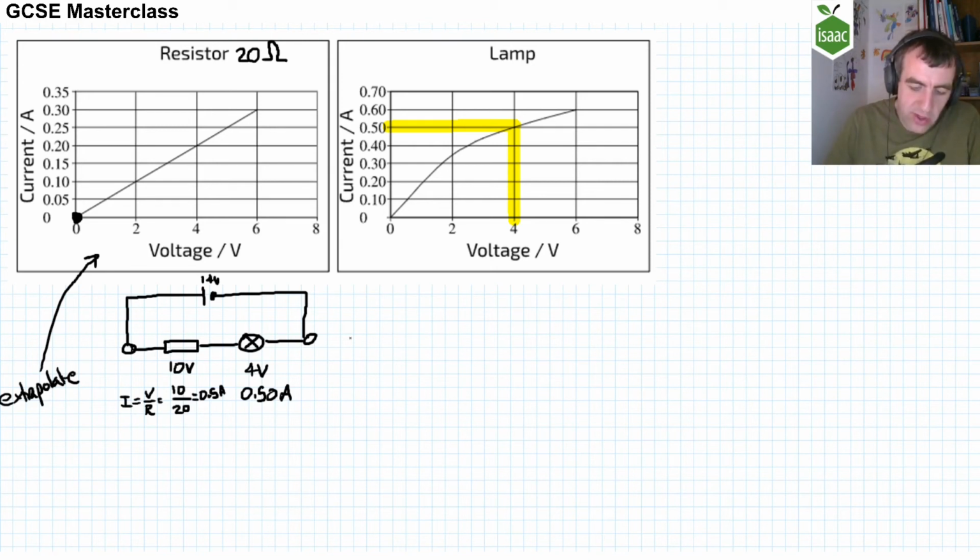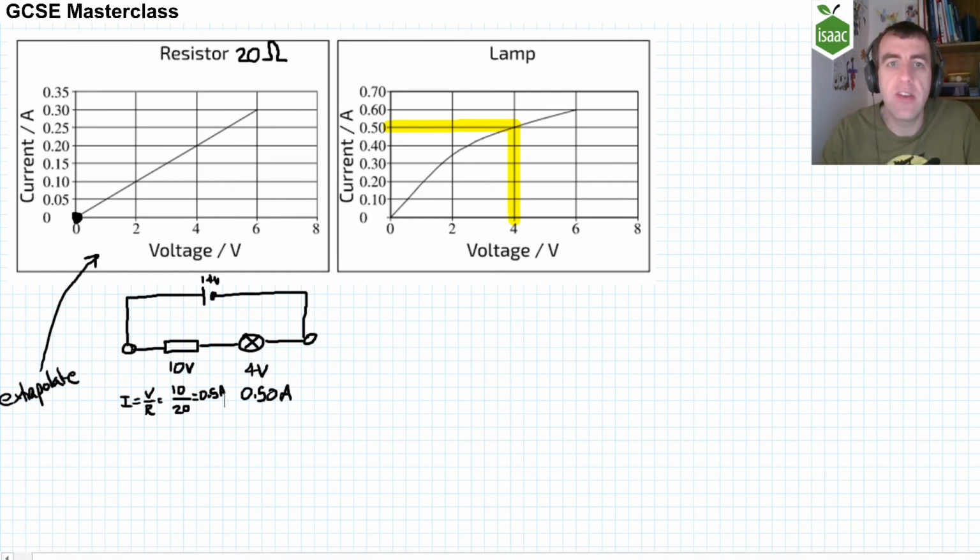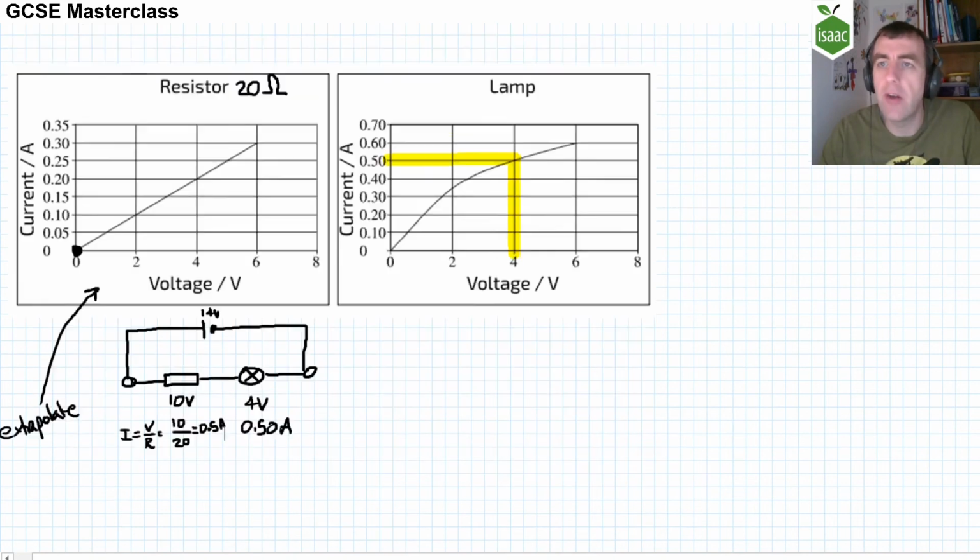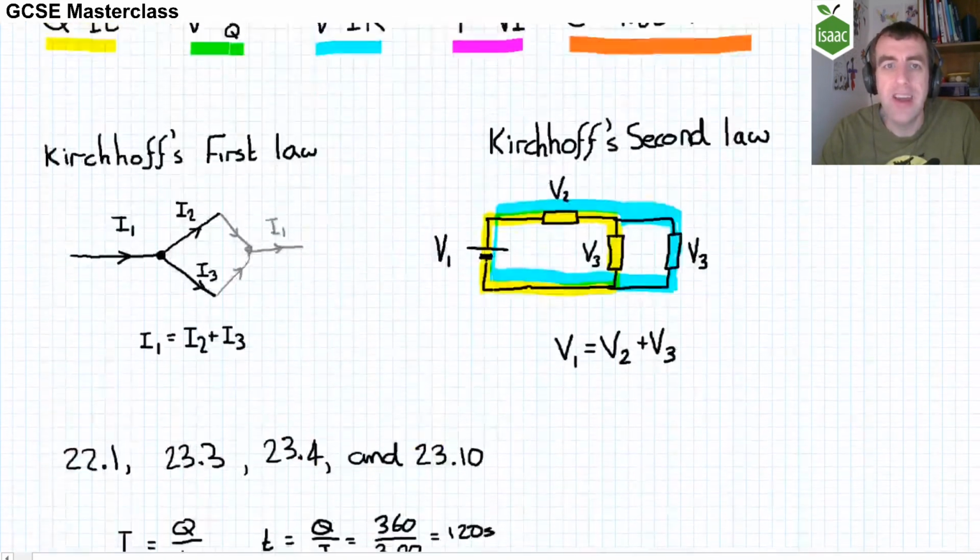So what was the question? It was what would the current be? 0.5 amperes. And what would be the voltage across the lamp? 4 volts. And that's how you find the answer to that much harder question. A small amount of trial and error, but when you get to A level, we might teach you how to work it out in a more analytical way.